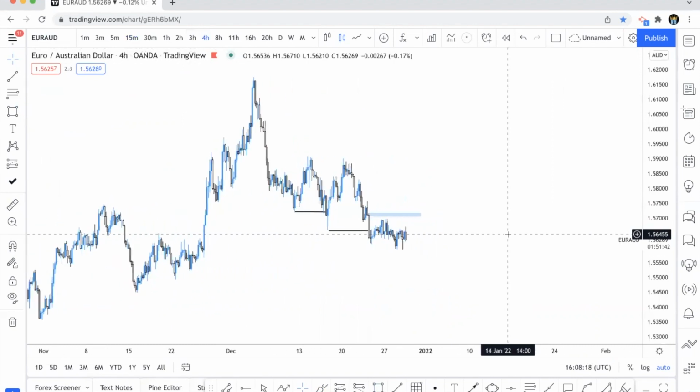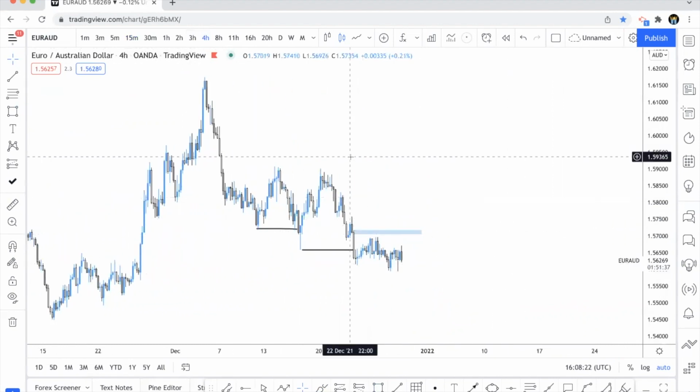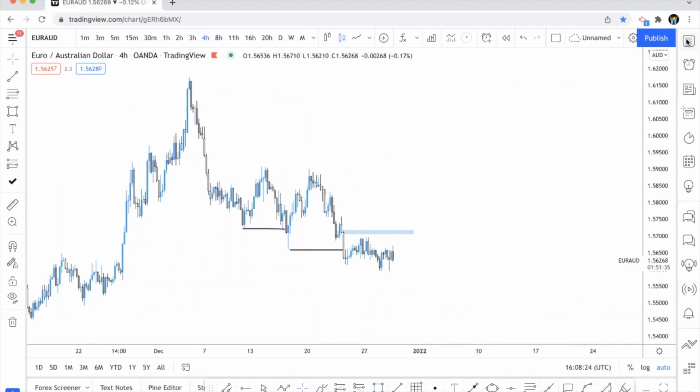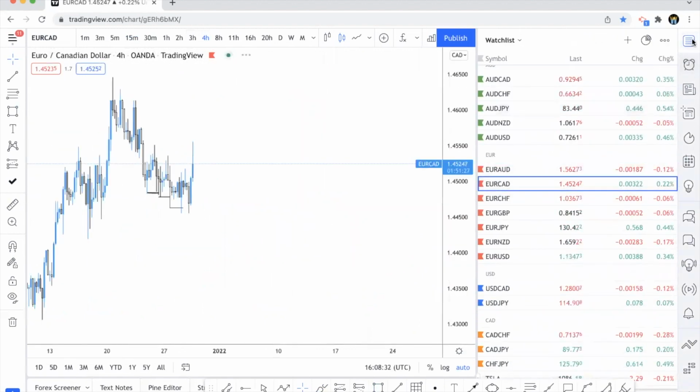I'm going to show you guys a few more examples of how I do this. The trick is to really just find the order flow fast and quick, and then just mark the order flow and mark the breaks, and then just wait for price to come back to the order block. Let's go and show you on EuroCAD.